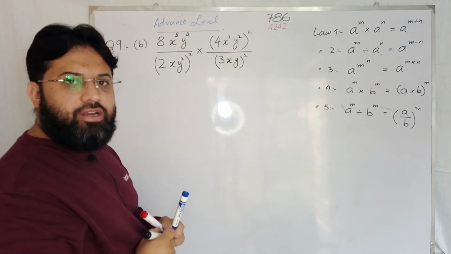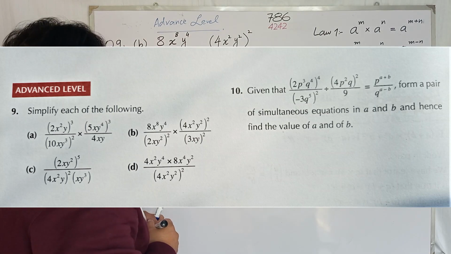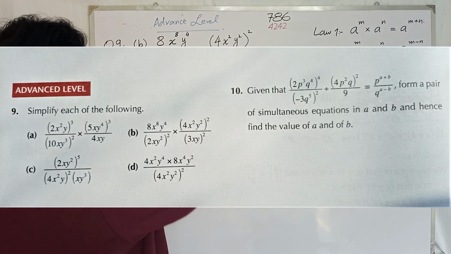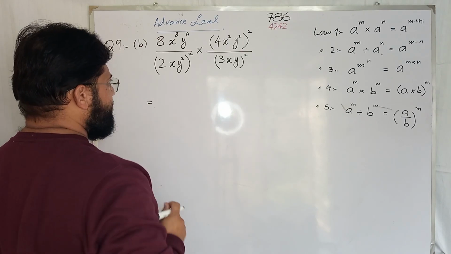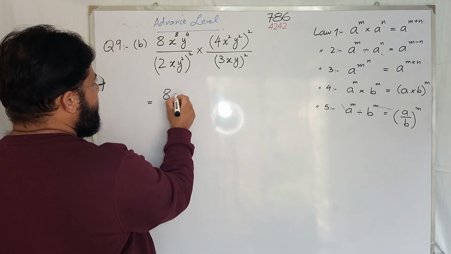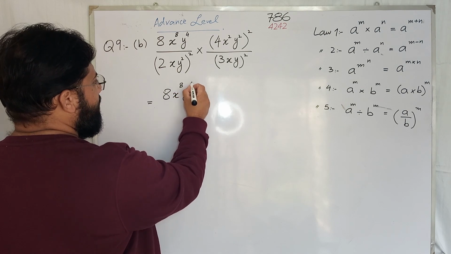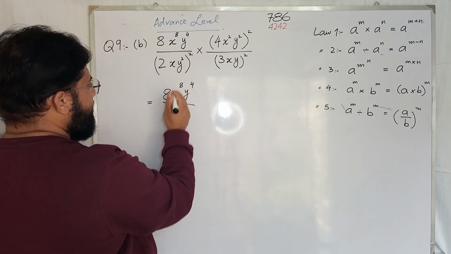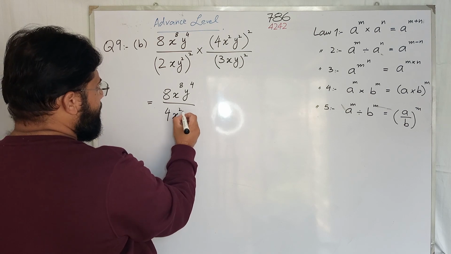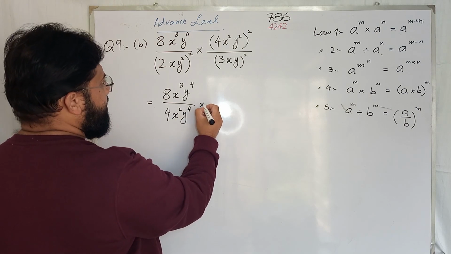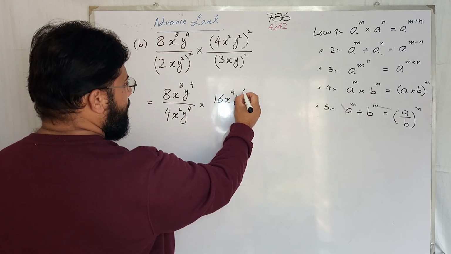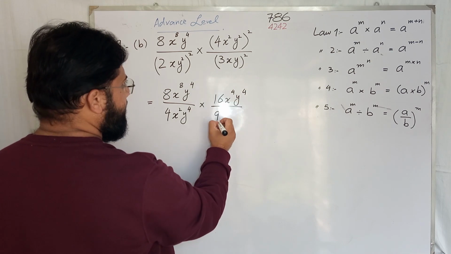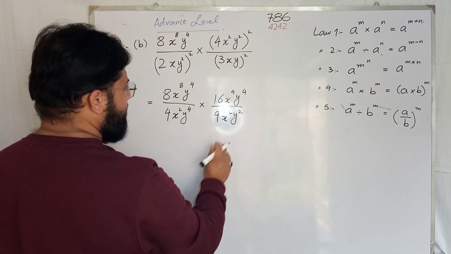Look at the question number 9 part B. (8x⁸y⁴ over 2xy²)² multiply by (4x²y²)² divided by (3xy)². So let's simplify this question first, dealing with the bracket area first. 8x⁸y⁴ over 2² means 4, x²y⁴ multiply by 4² means 16, x⁴y⁴ divided by 9x²y².